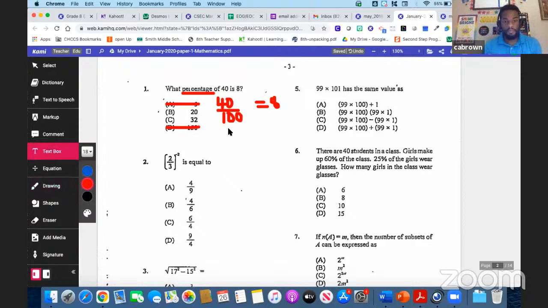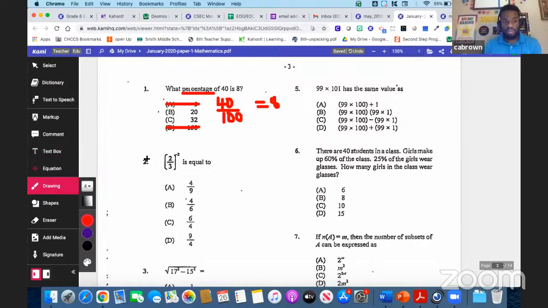All right, so someone said 20, so let's go ahead and try 20. So 40% times 20. Let's see if we can reduce there. This 0 can go, this 0 can go, this 0 can go, and this 0 can go. 4 times 2, that's 8. So our answer is B, which is 20.